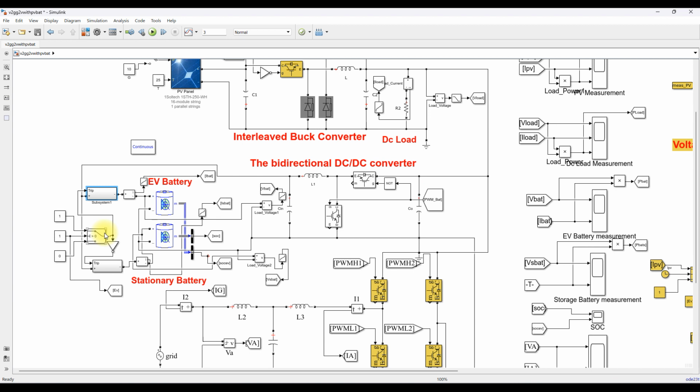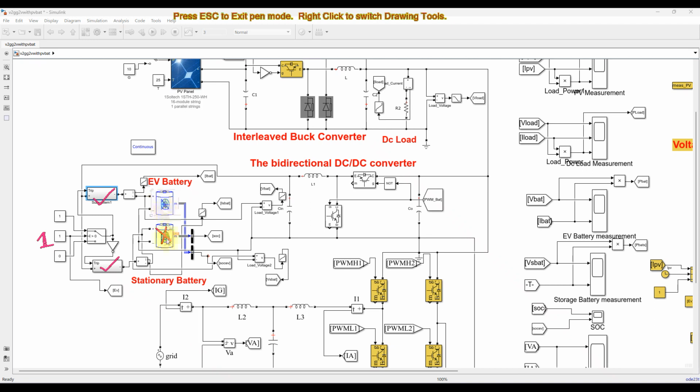Next, when the condition is 1, this switch will be connected and this circuit breaker will be disconnected from the system. So the stationary battery will be disconnected, and only the EV will be connected in the system.